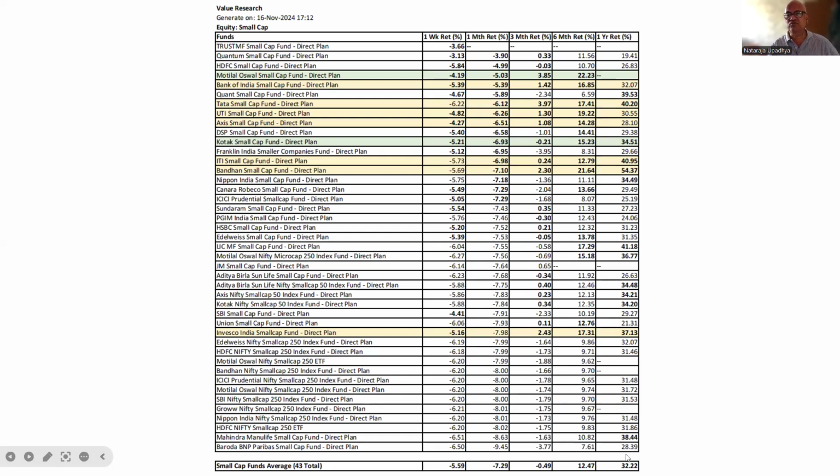Annual average is 32.22. Negative return for the week, month, and 3 months basis.